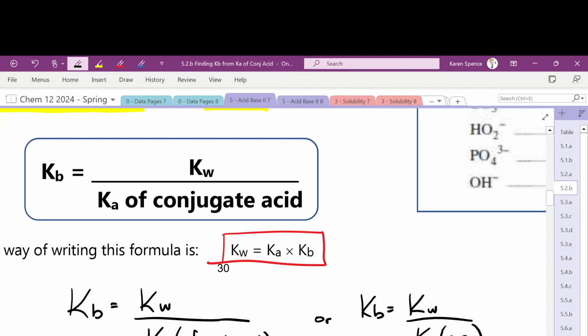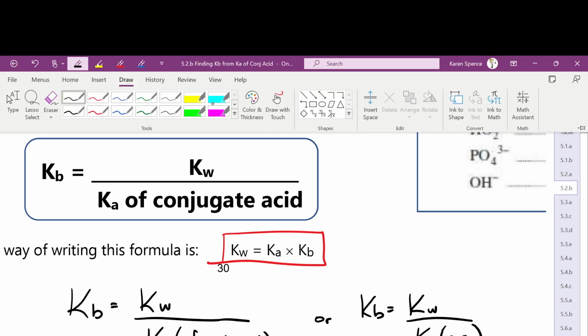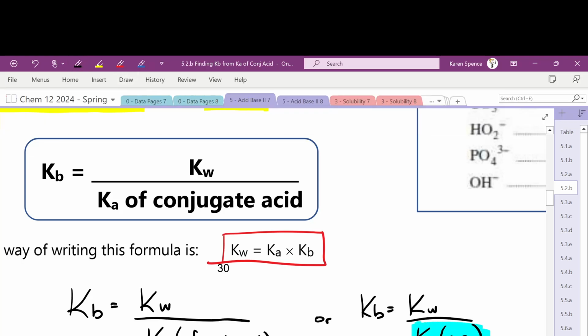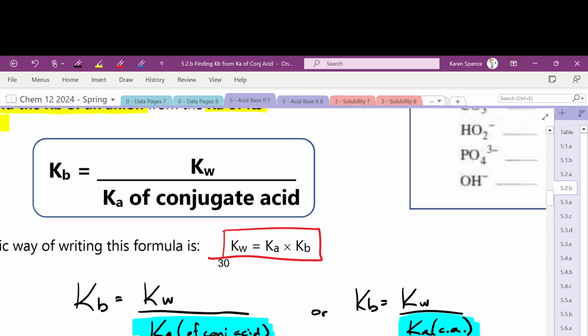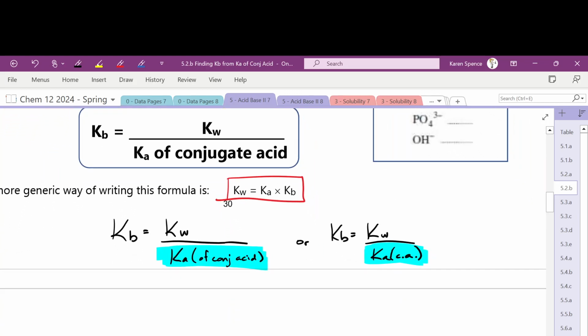The reason I'm getting so worked up about that conjugate acid is that one of the biggest mistakes people make is, if they have an amphiprotic ion, they will not use the Ka of the conjugate acid, they'll use the Ka of that ion itself. And don't worry, if you're like, what on earth did you mean by that? We'll come to some examples and it will make sense. It's really hard to visualize that, okay? So of the conjugate acid.